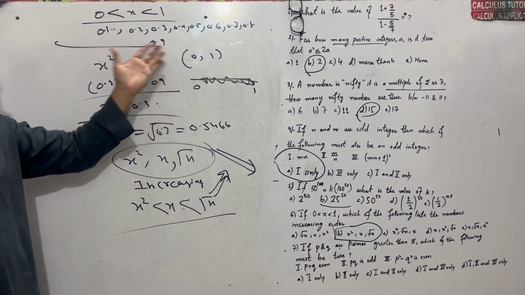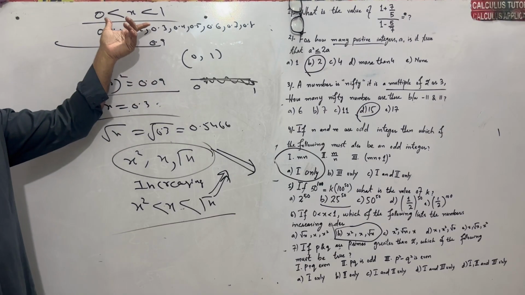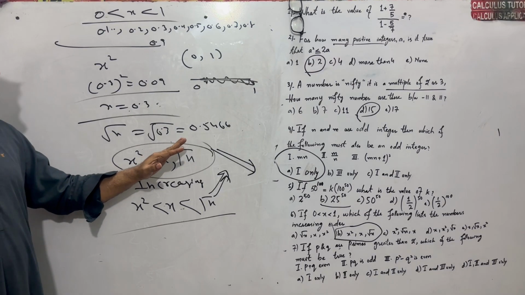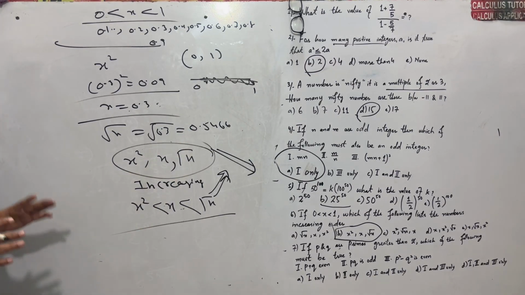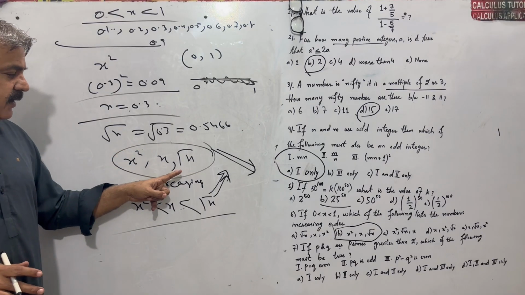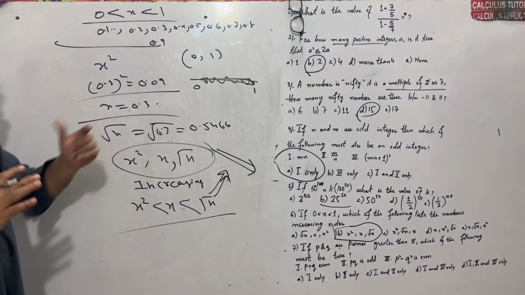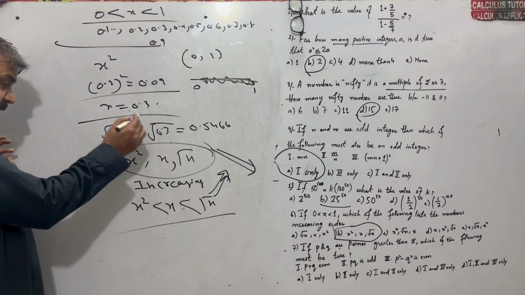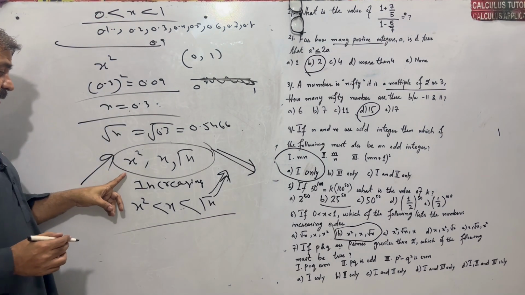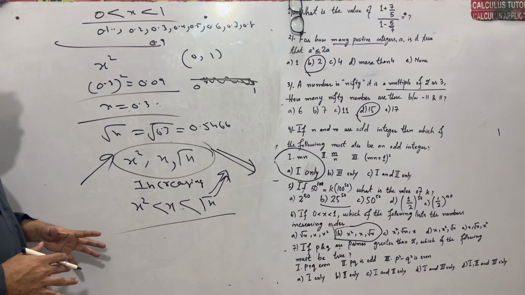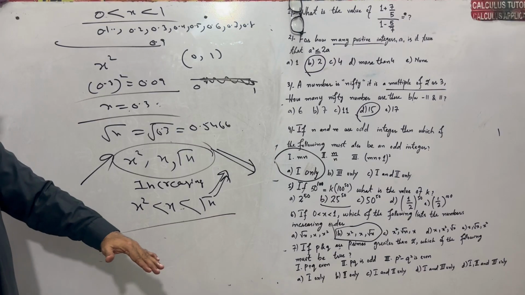You can take any values between 0 and 1, whatever you want to take. This is your increasing order. However, normally this is our decreasing order for the rest of the real numbers. In case of between 0 and 1, it is our ascending order, because x square is less than x is less than root x. I think I have made my point.